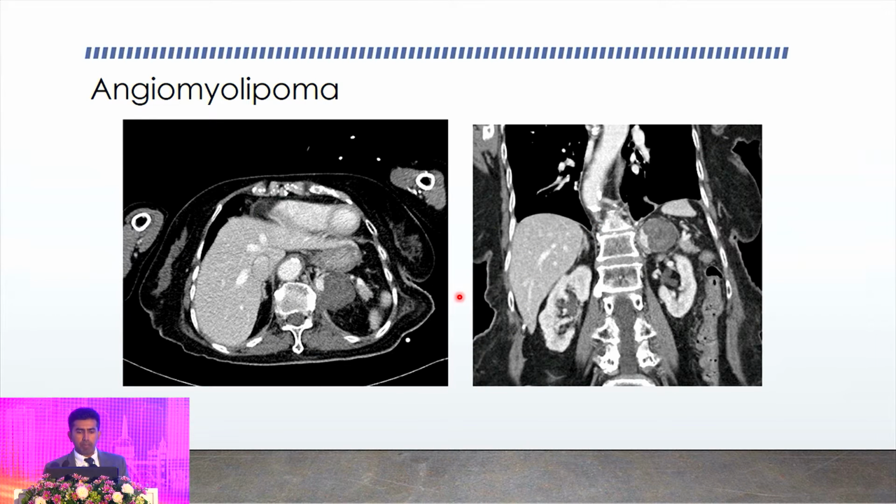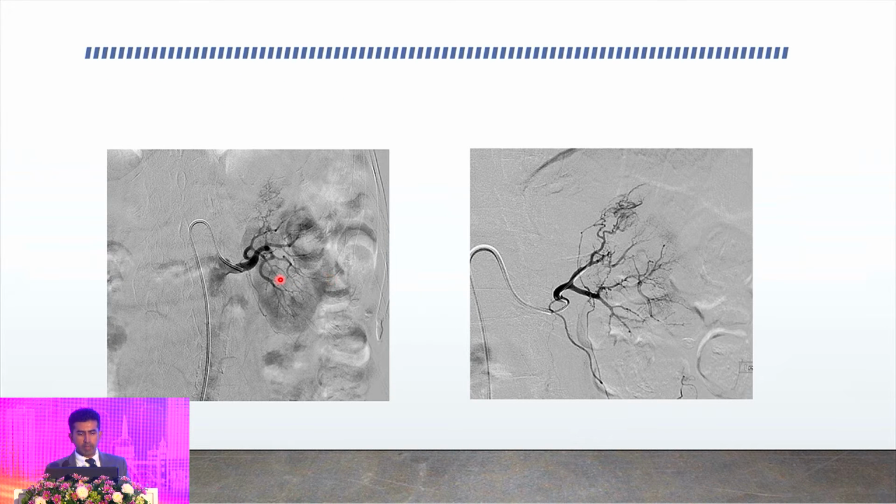Similarly, in certain instances, we can embolize angiolipomas as well, especially when the patient presents with hematoma. So in this patient, there's a large mass in relation to the left kidney, and this was the selective renal angiogram demonstrating abnormal blood vessels in relation to the upper pole. So this was subsequently embolized.